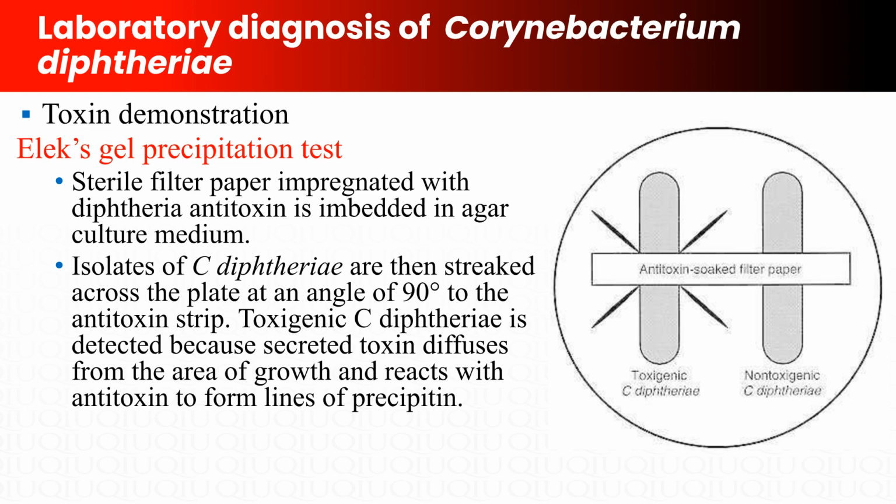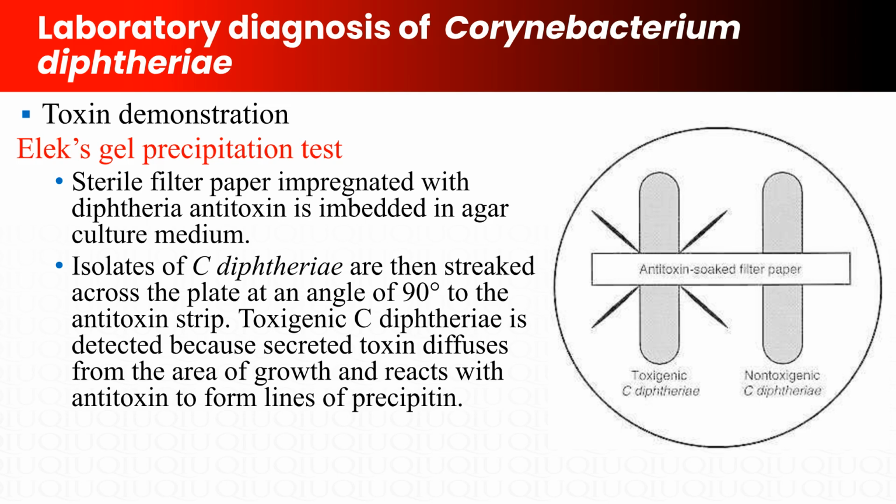In the Elek test, a sterile filter paper strip impregnated with diphtheria antitoxin is embedded in agar culture medium. Isolates of Corynebacterium diphtheriae are then streaked across the plate at a 90-degree angle to the antitoxin strip. If the organism is toxigenic, meaning it produces toxin, the secreted toxin diffuses outward from the area of bacterial growth.